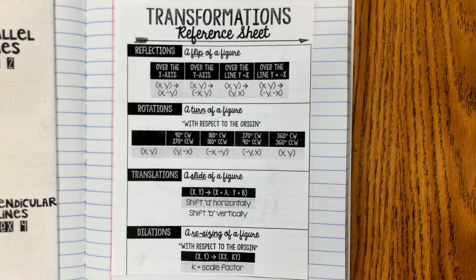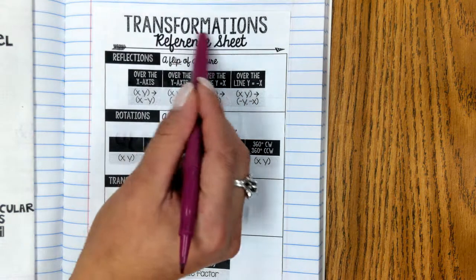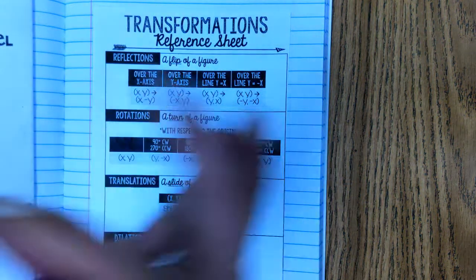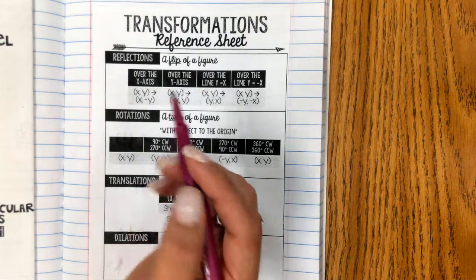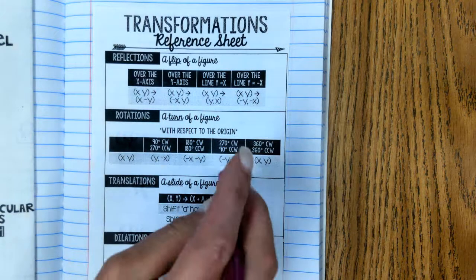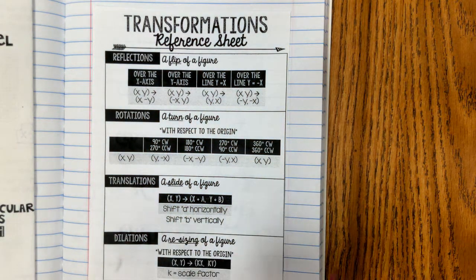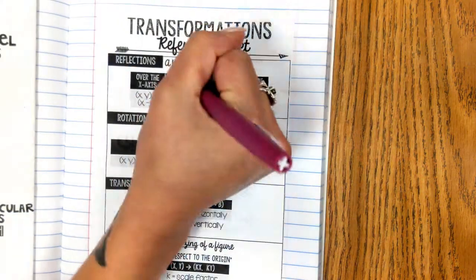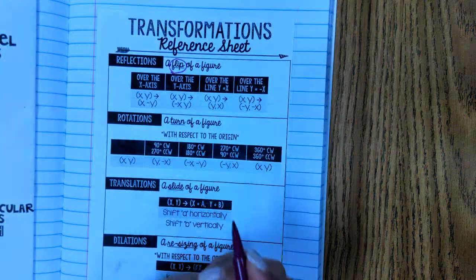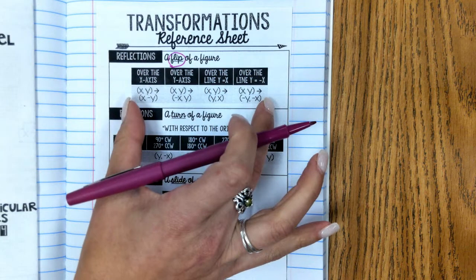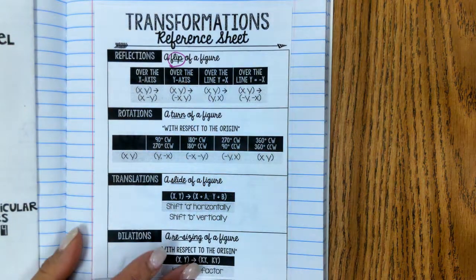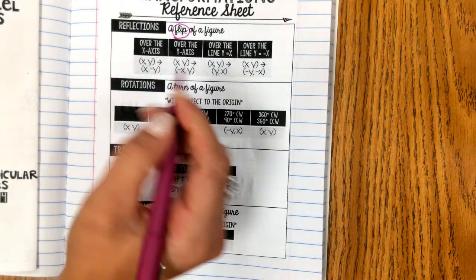Okay, so on this paper, we see the word transformations. You have already learned some of this in middle school. We're going to learn how to transform points and figures on a coordinate plane. So reflections, we're remembering the word flip. It is a flip of a figure. And then this is just like a little formula chart on how to do that with your x and y coordinates. Then we have rotation.